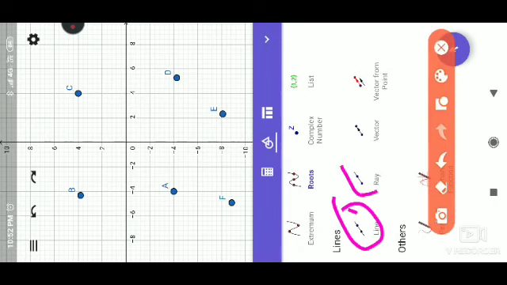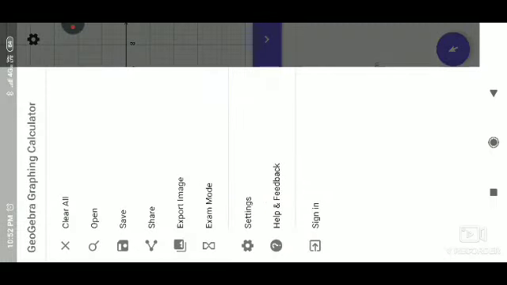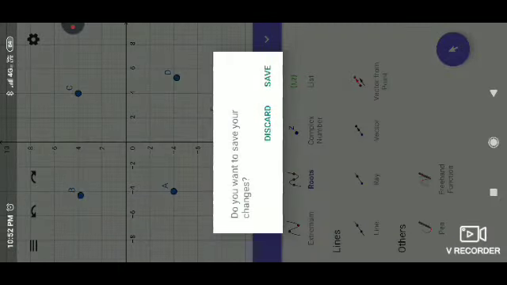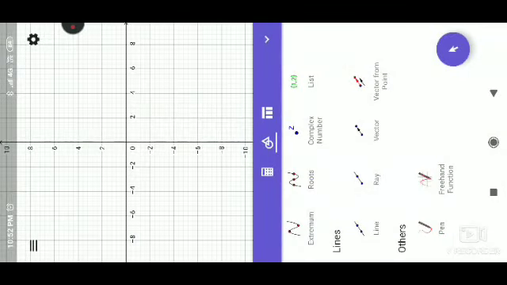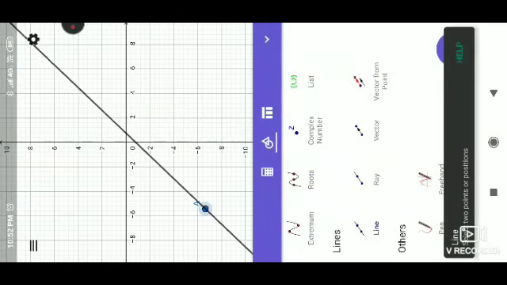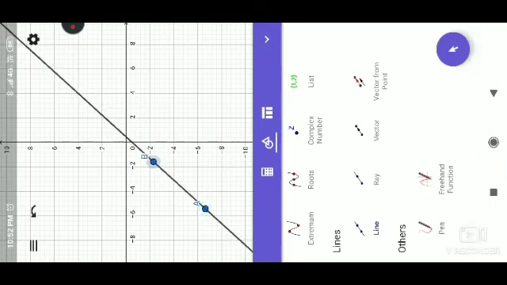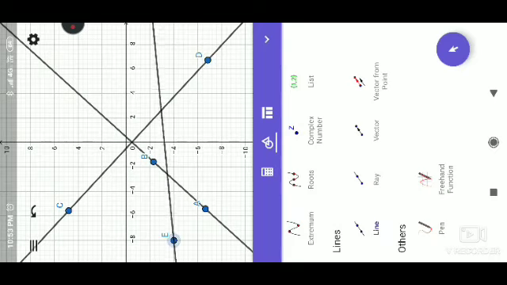And this is the line, this is the ray, this is the vector, and these types of options are there. If you want to draw a line, first we will clear all this, and if we draw the line, you will see that this is line AB. Then this is line CD. If I start drawing a line here, then it is line EF. In this way you can draw lines.